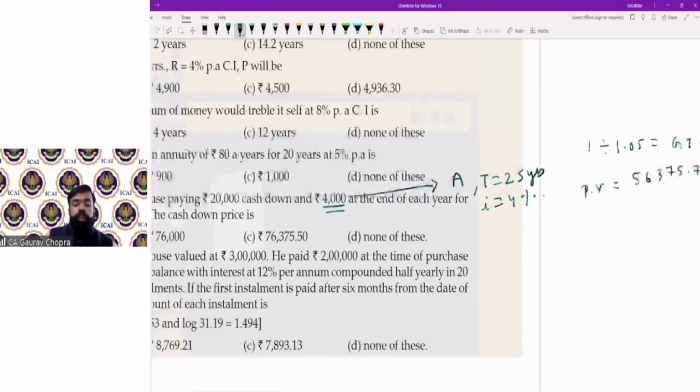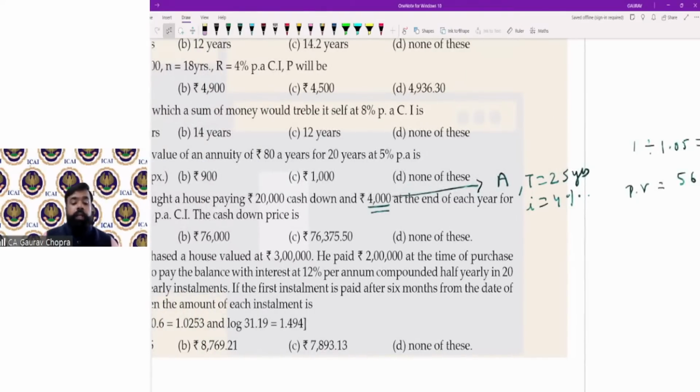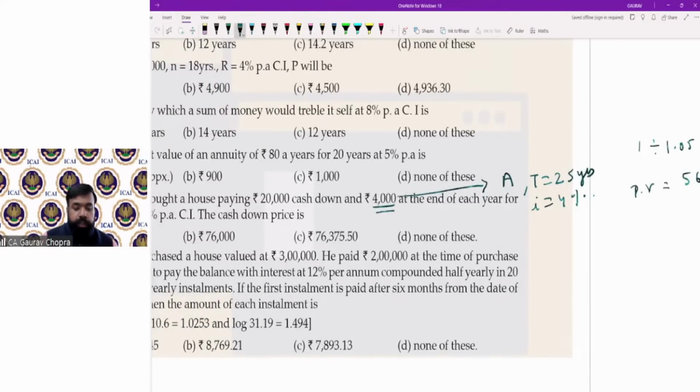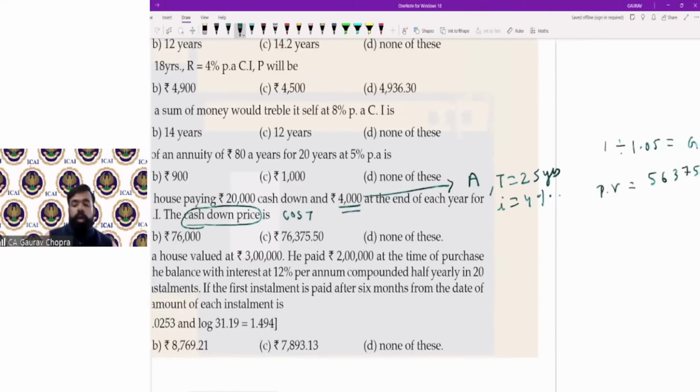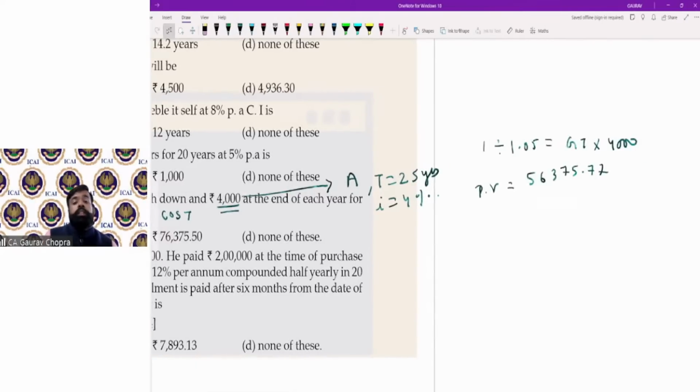Now, what is the requirement? The requirement is the overall cost of the asset. So this is not exactly the cash down price. The question requires us to find the cost of the house. So this is the present value. Now add the cash down payment which he has made. The total amount will be 76,375. This is your answer.